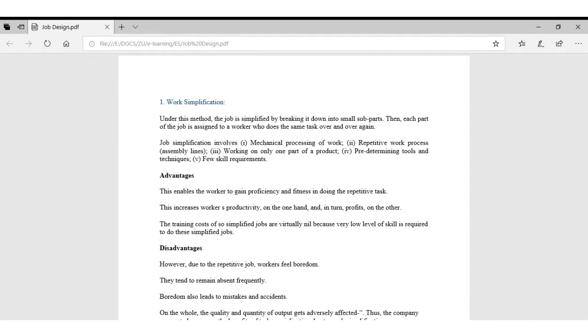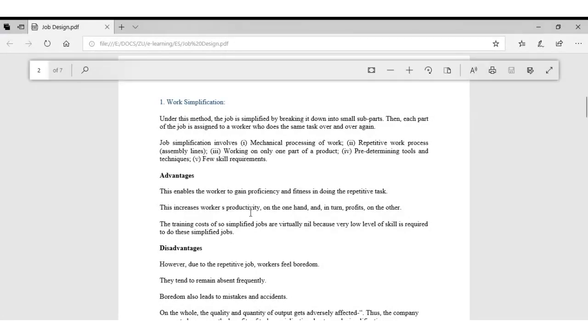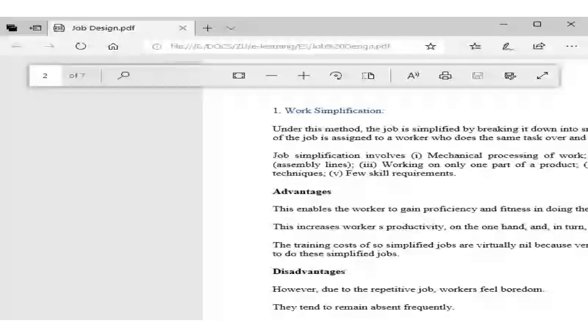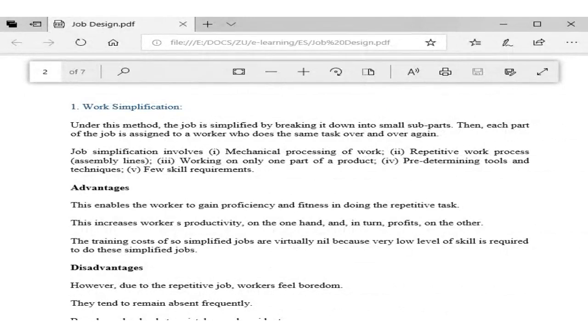Some of the approaches or methods that are used in job design are: one, work simplification. Now, under this method, the job is simplified by breaking it down into smaller sub-parts. So there's a breakdown. It's like what we used to refer to as specialization and division of labor. So there's a specialization and there is division of labor. So you break it down into simpler parts.